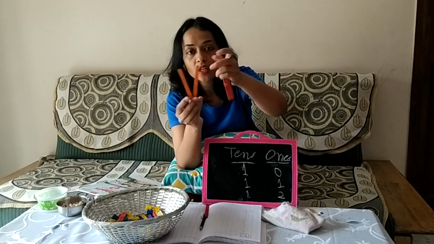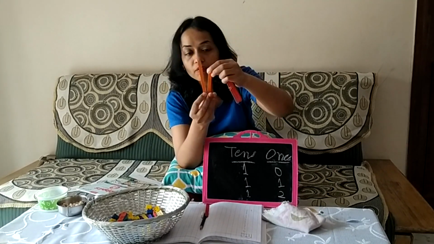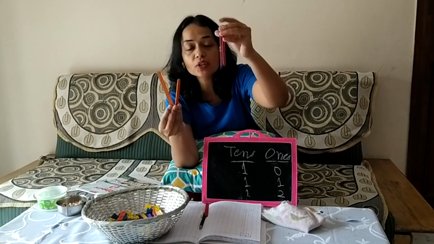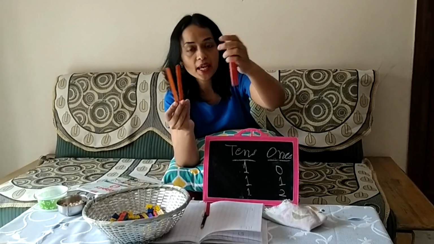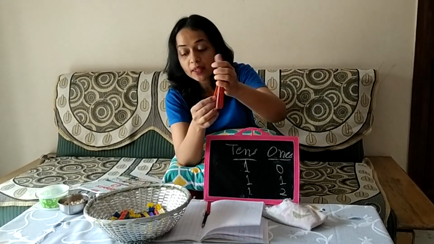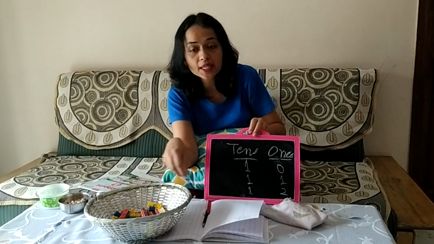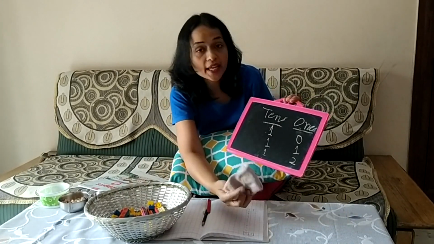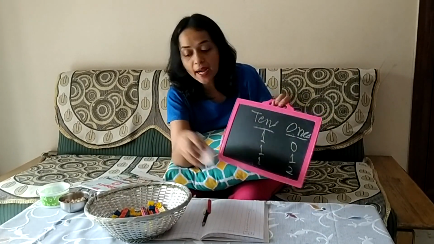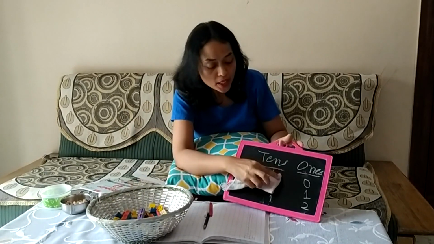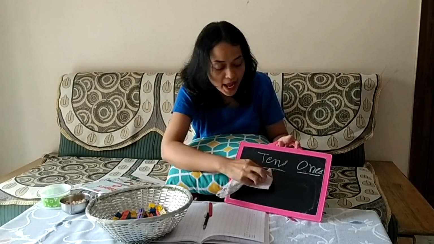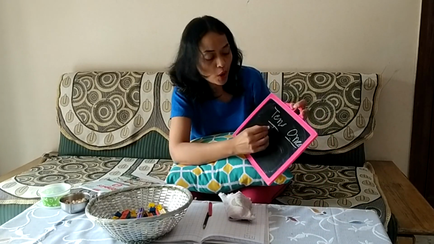10, 11 and 12. Now we don't need to count them again and again. It makes our counting easier. This way you can practice the concept of tens and ones. You can make bundles with the help of ice cream sticks or Q-tips, or you can play with your blocks. Now let's take another example and we will do it with the help of blocks.